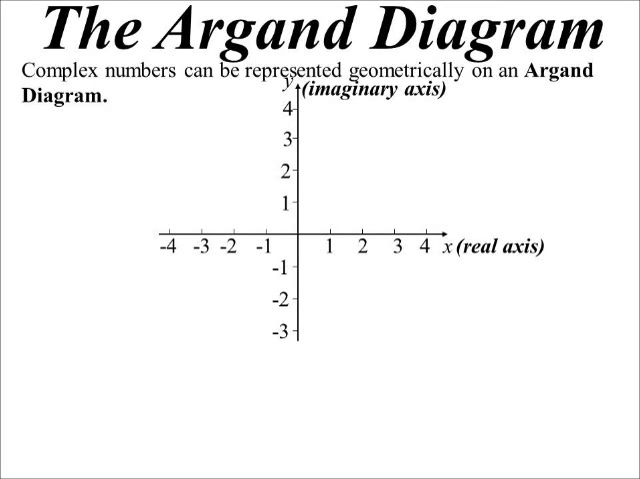The Argand diagram. Now, as mentioned yesterday, we can't place complex numbers on the number line, because the number line is for real numbers. And so all the imaginary numbers are above or below.